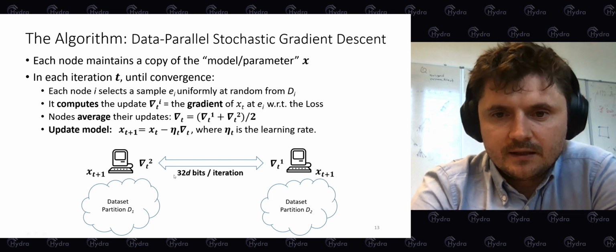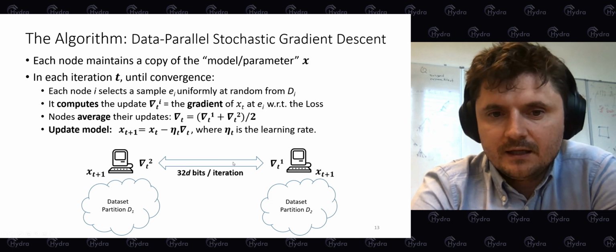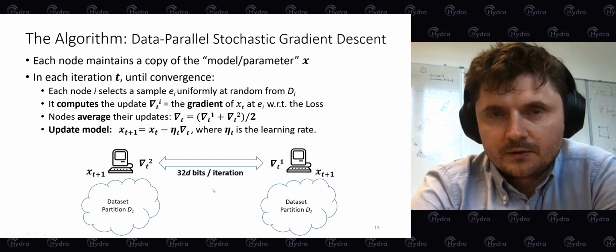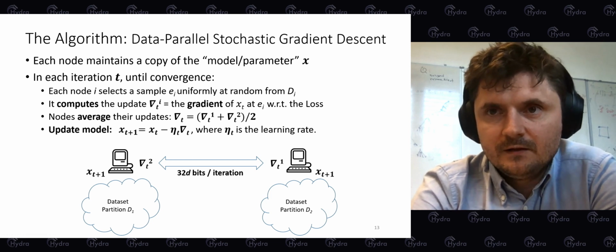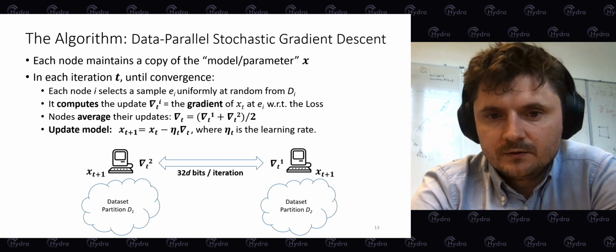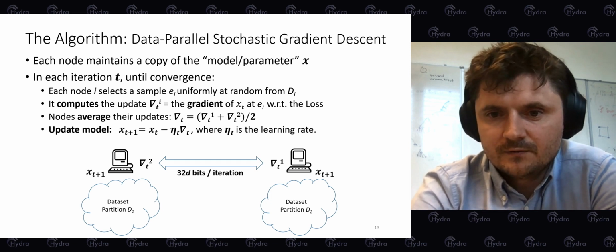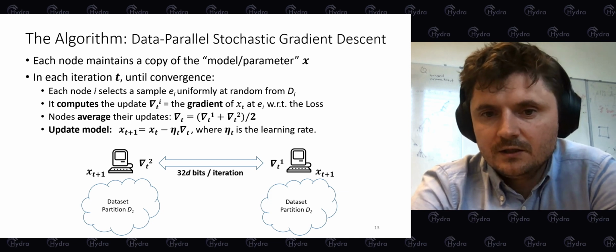But I just want to draw your attention to the amount of communication these nodes have to perform. Assuming that my dimension is d, they will need to send 32 times d bits per iteration. In particular, if your model has about 60 million parameters, 32 times d bits equates to about 250 megabytes that you would have to send from one node to the other in each iteration.